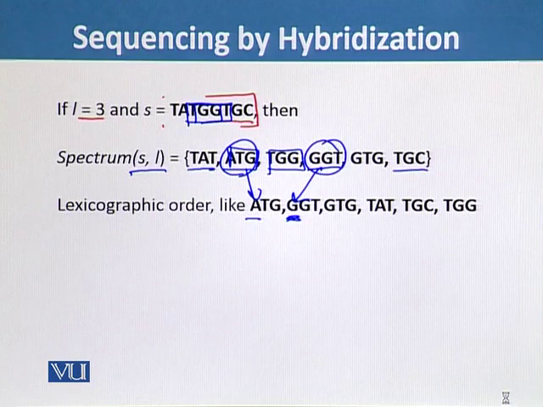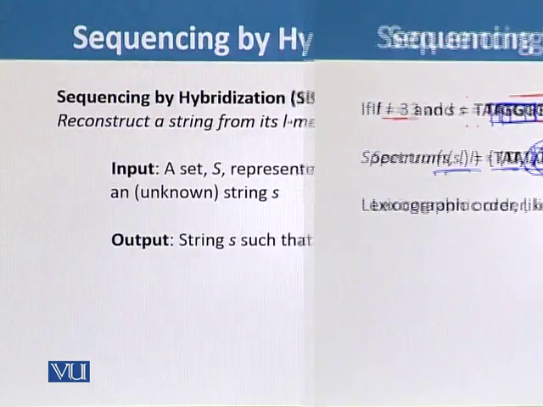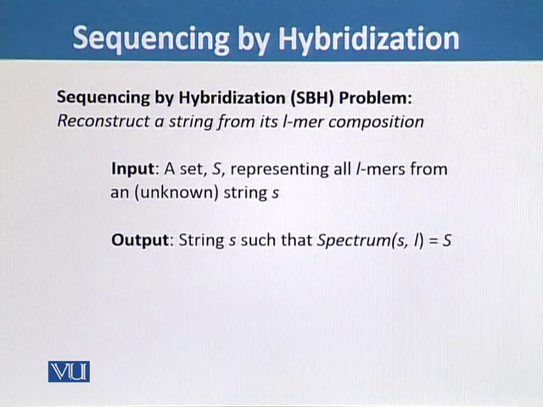Then this is again G. Then we will look at the second letter. If it is G and it is T, then it will come afterwards, and so on. So we can write it also in lexicographic order. So we can solve the problem of sequencing by hybridization.